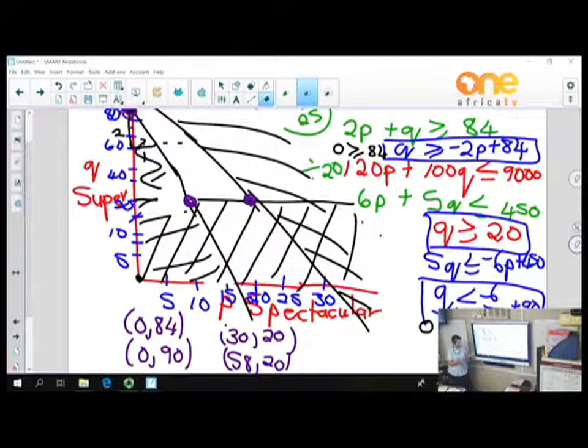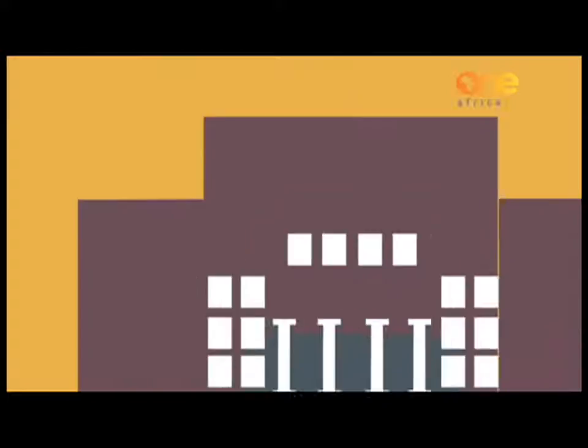Okay, and they say find how many of the pack so that it can make a profit. So now we're looking at the money, isn't it? So you're working now with that 1.5p plus 1q. And which one is going to give you the largest one? This one. So 58 spectacular and 20 super candles.